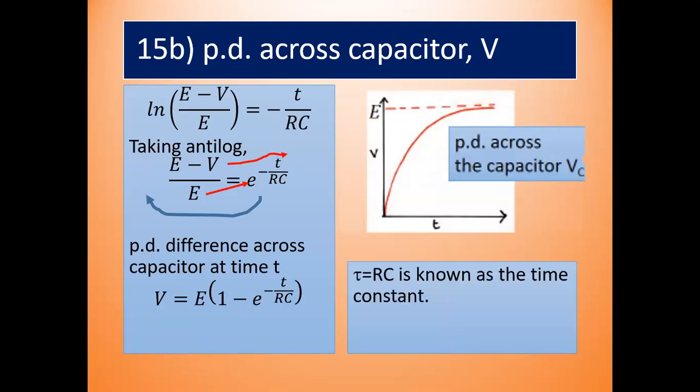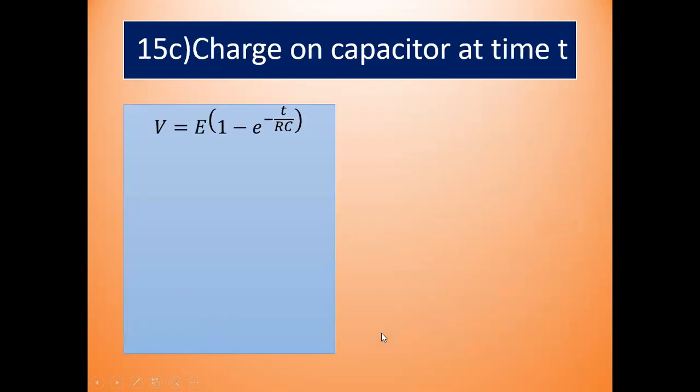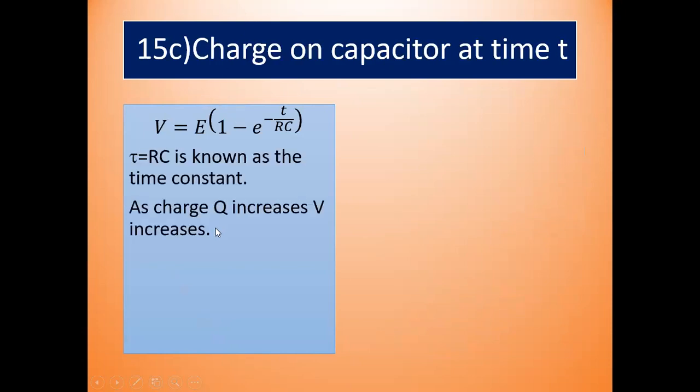And then we introduce the idea of this Greek alphabet tau. We call it time constant, RC. We will define that properly later. So now we are looking at charge. It's just the same thing. Q equals CV. C is constant. As your V increases, your charge will increase because charge is directly proportional to the potential. So we place that into here.